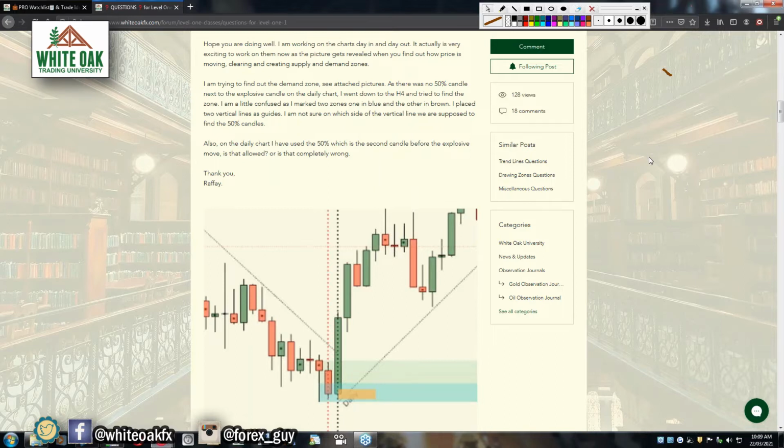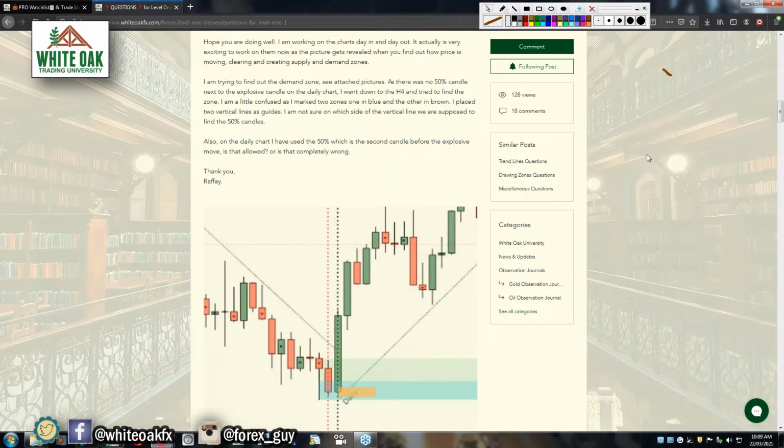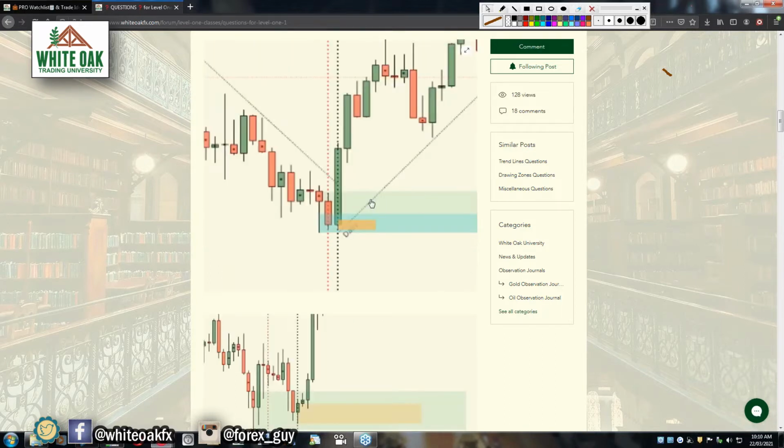So in an area like this, the demand is like that because this is 50%, right? This is 50%. The wick comes down, but look at this red candle. That's the beginning of the move. So we wouldn't use master candle principle here because it's the beginning of the move, and the wicks come down here. So that would be the zone like that. Okay.